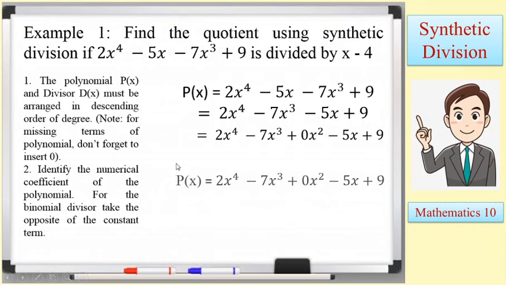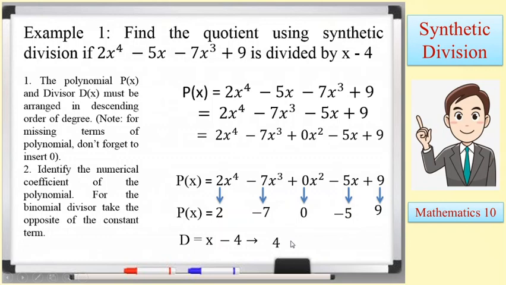Okay? Next is identify the coefficients. So, we have 2. We have negative 7 kasi minus. We have 0. We have negative 5 kasi minus 5. And positive 9. Okay, next is get the additive inverse or the opposite of the constant term sa ating divisor. Okay, so d equals x minus 4. Ang opposite ng negative 4 ay positive 4.